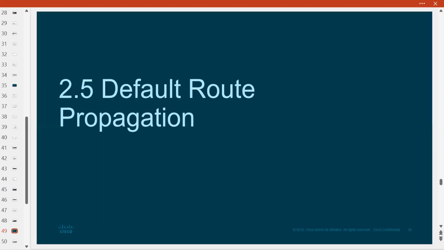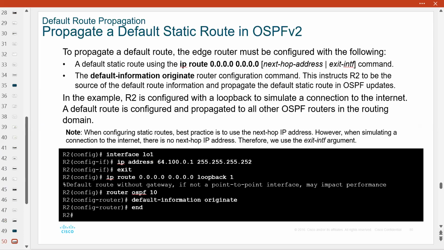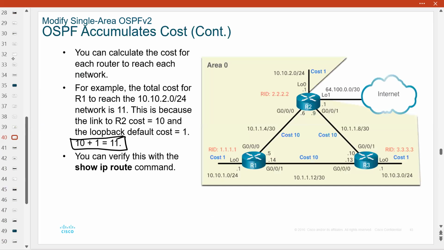Default route propagation. What do we have here? To propagate a default route, the edge router must be configured with the following. What is a default route? Where is our network? Let me see. Here.